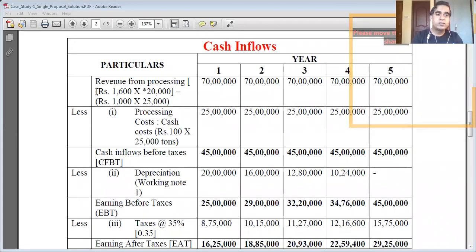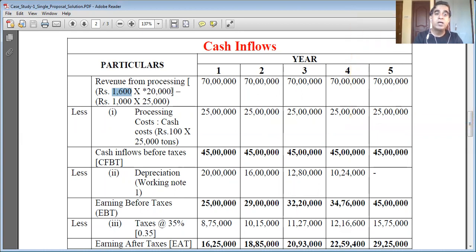Okay, so dear students, so far we learnt about how much revenue this new equipment will generate for the company. 25% of the total output can be further processed using the new equipment, and out of that 25,000 tons, only 80% becomes saleable. So 80% of 25,000 is 20,000 tons multiplied by 1,600 rupees per ton. That is the revenue which the new equipment is going to generate.